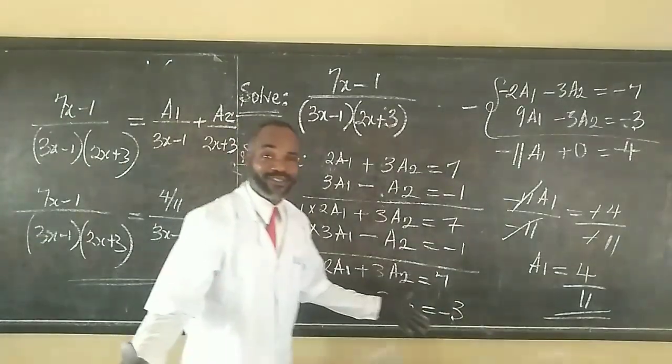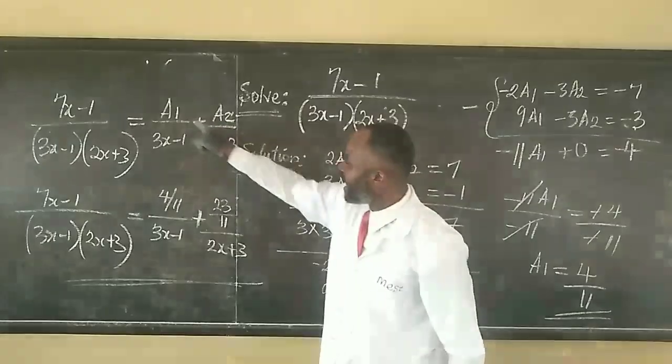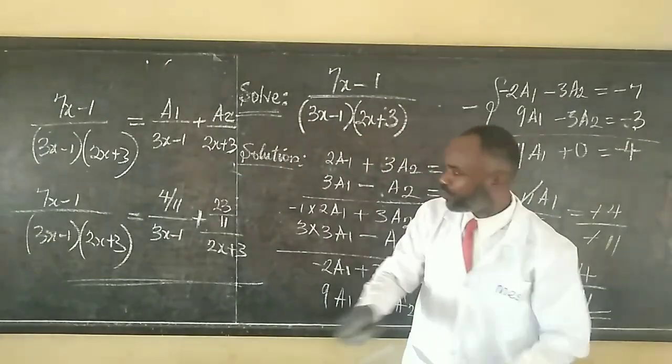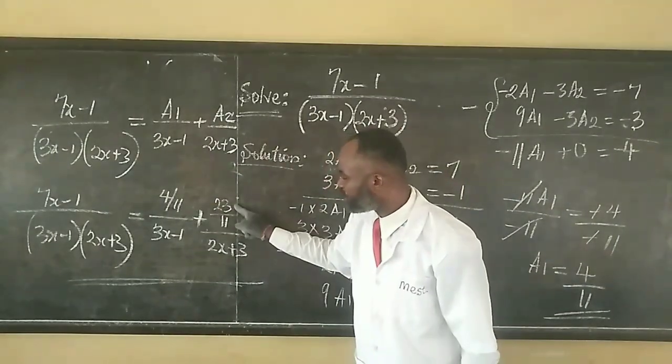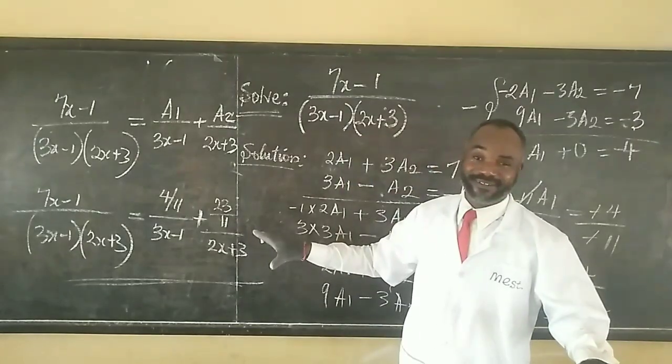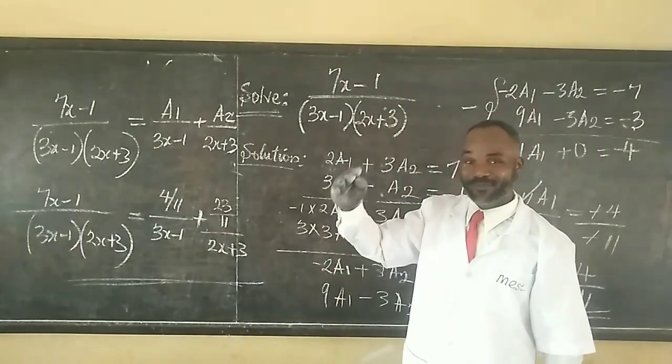It's been solved. The values of A1 and A2 have been found to be 4 over 11 and 23 over 11. That's it. Alright, I'm going to sign out at this moment.